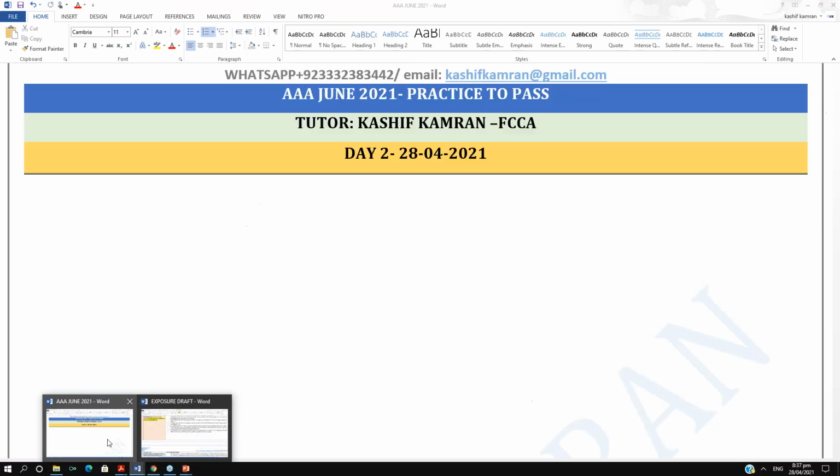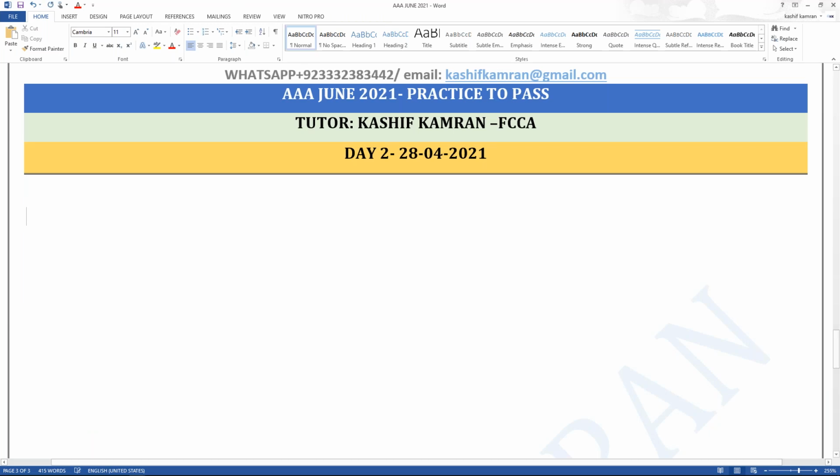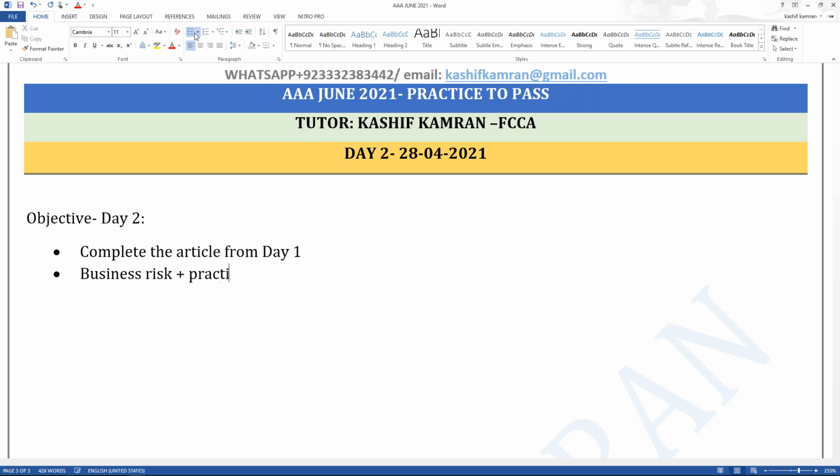So if I take my Word file for day 2 in front of your screen, we start with the objective of day 2. We have to do three things on day 2. Number 1, complete the article from day 1, which I have just started. The second is business risk on the practice platform: how would you do business risk on the practice platform? And then analytical procedures: how would you do the analytical procedures if asked for in an AAA paper, using the spreadsheet? So these are the three things I would be focusing on today, right?